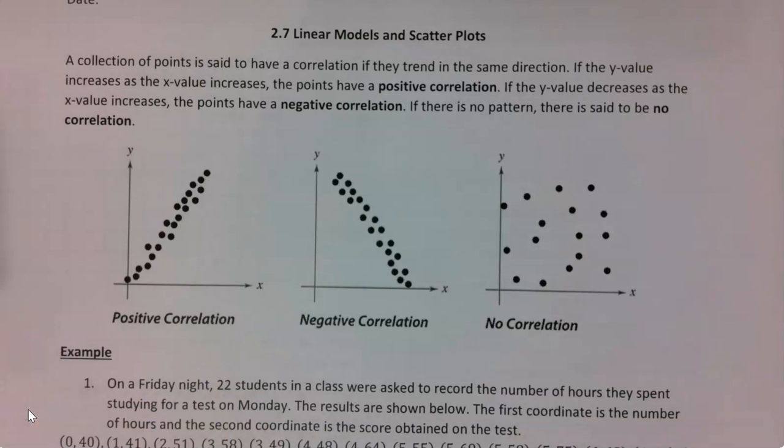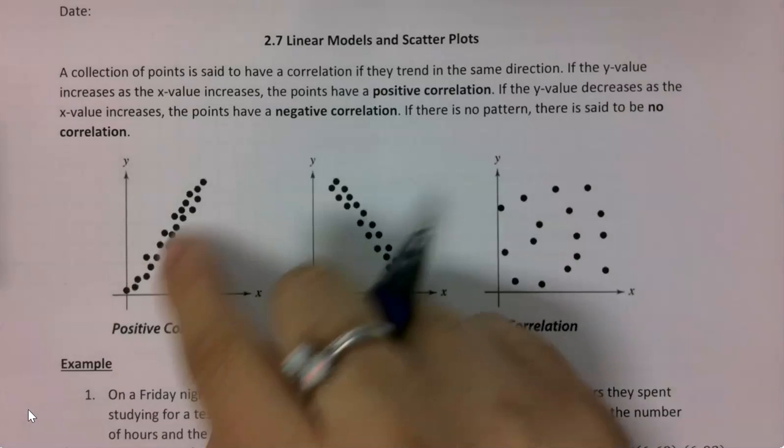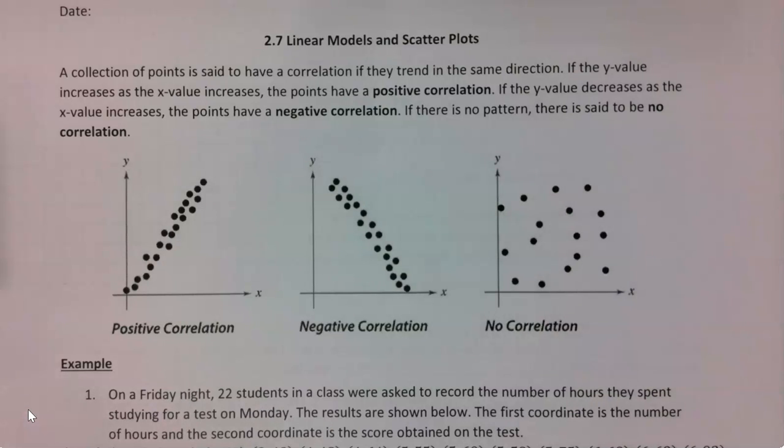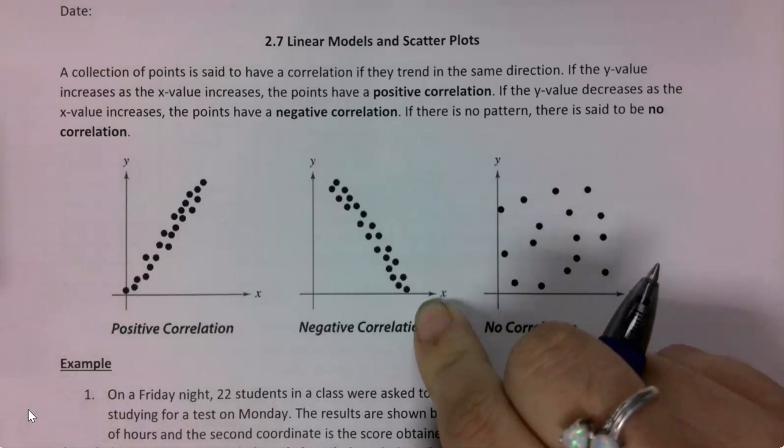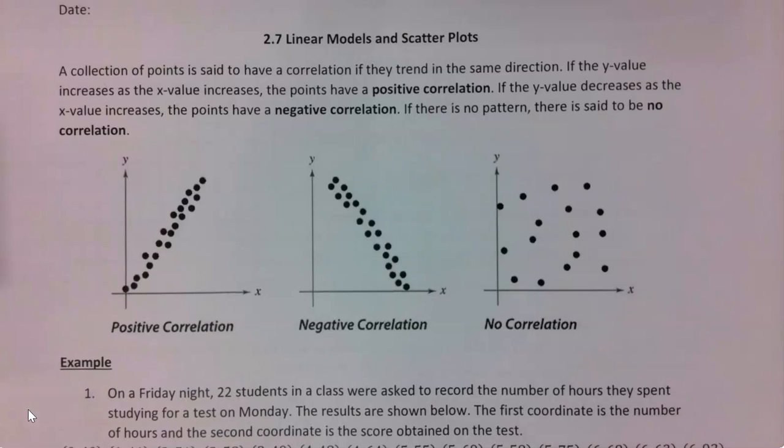Okay, so today we are talking about linear models and scatter plots. Scatter plots are a collection of points, and they are said to have a correlation if they trend in the same direction. If the y value increases as the x value increases, they have a positive correlation, so like a positive slope. If the y value decreases as the x value increases, they have a negative correlation. And if it's just totally random, they have no correlation.